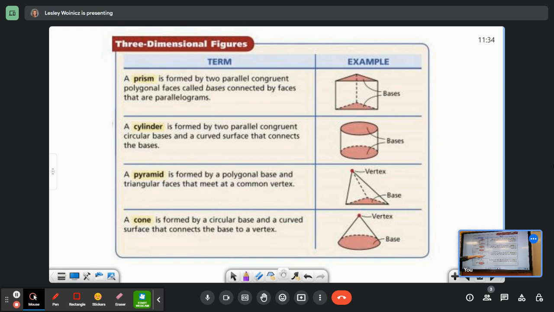Now, a pyramid is formed by a polygonal base and then triangular faces that meet at a common vertex. So the difference between a prism and a pyramid is that a pyramid ends in a point and a prism has two bases. You see one base and a point as opposed to two bases? Okay. A cone is formed by a circular base, and it has a curved surface that connects the base to one vertex. Now, look at these two. They're very similar, except this one has two bases, and this one has one and a vertex. Questions so far?